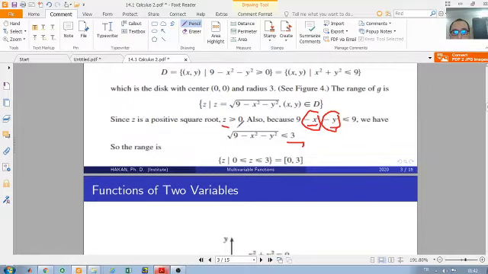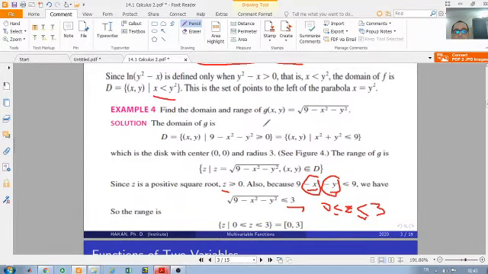Therefore, we know z is always bigger than or equal to 0. Z is bigger than or equal to 0, and we know it is also less than or equal to 3. So when we write any number for x and y every time, we obtain a number between 0 and 3, which means the range is between 0 and 3, which is the closed interval from 0 to 3.